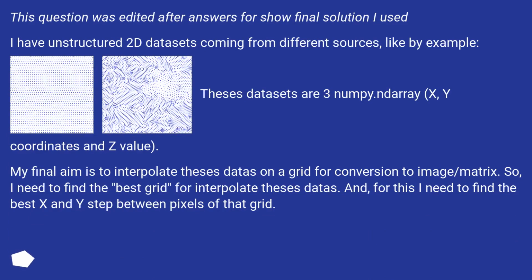I have unstructured 2D datasets coming from different sources. These datasets are 3 numpy arrays: x, y coordinates and z value. My final aim is to interpolate this data on a grid for conversion to image/matrix. So, I need to find the best grid to interpolate this data, and for this I need to find the best x and y step between pixels of that grid.